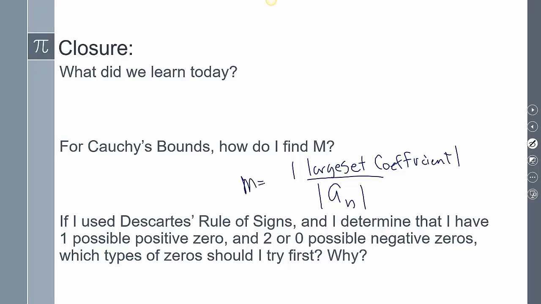Now for the third question, it says if I use Descartes' rule of signs and I determine that I have 1 possible positive zero and 2 or 0 possible negative zeros, which types of zeros should I try first and why? Well, because I know for certain I have 1 positive zero, I should test my positive p's over q's first because I know for certain that I'm going to have one. There's a chance that I have 0 negative ones, and because there's a chance I have 0 negative ones, I want to try those last.